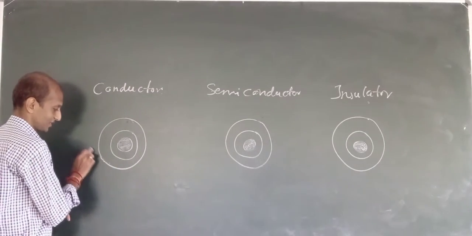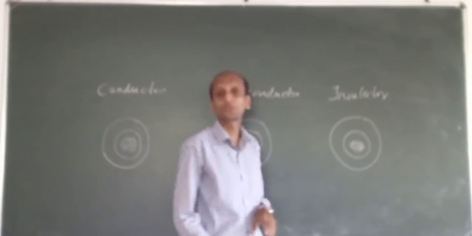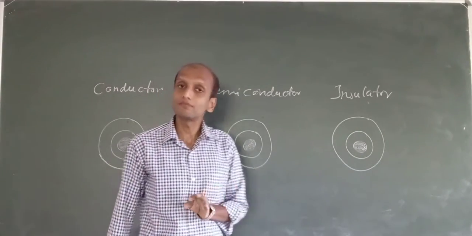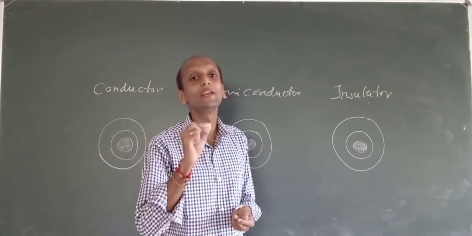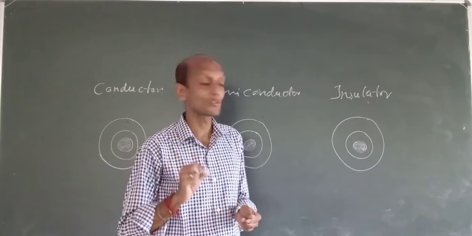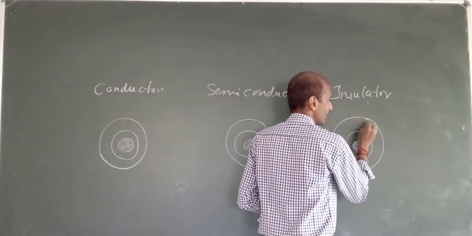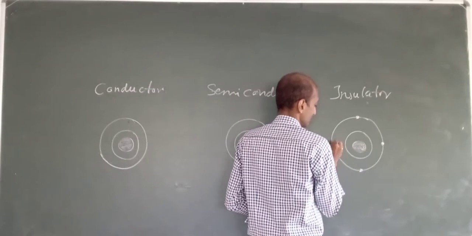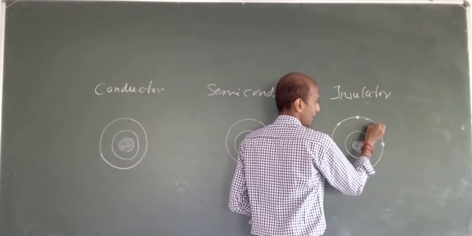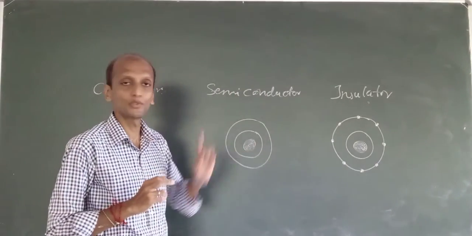We will start with the insulator. How many maximum electrons or valence electrons are possible? They are 8. So now I will consider the insulator. Let me put all 8 electrons on the outermost orbit.